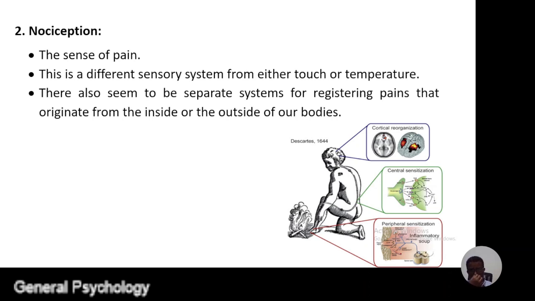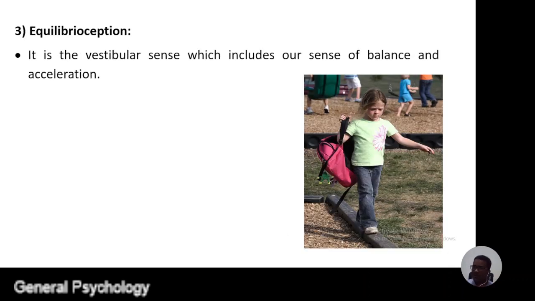There is also a separate system for registering pain that originates from inside our body or outside our body. So nociception is a type of organ that can detect our pains, which emanate from inside of our body, or it can be from the existing environment.